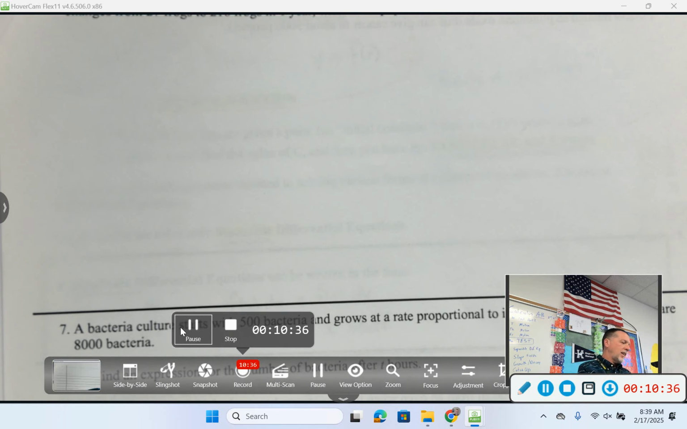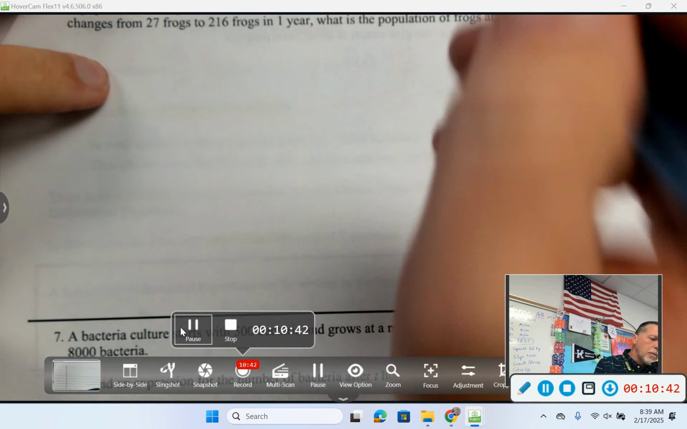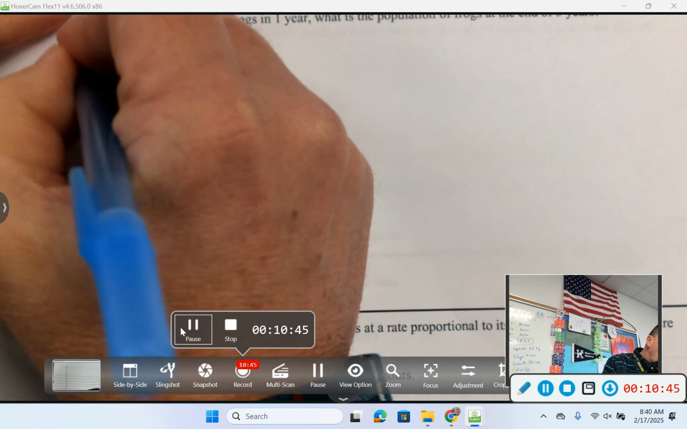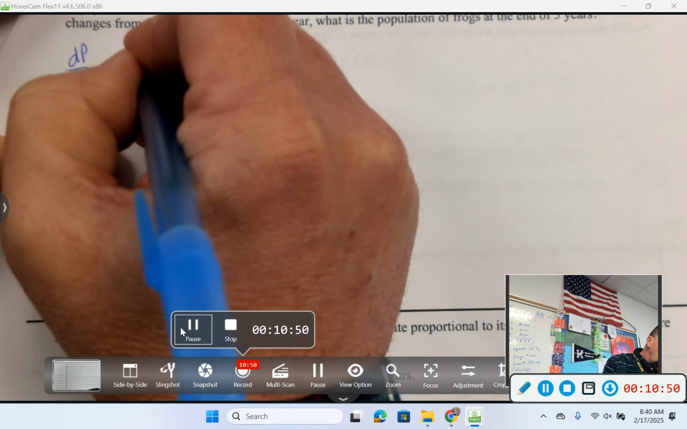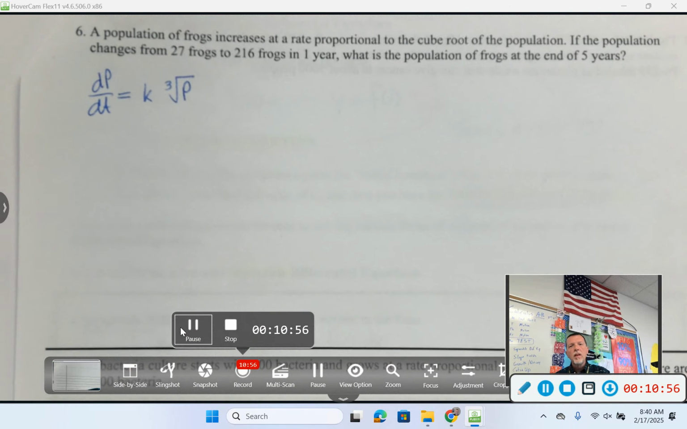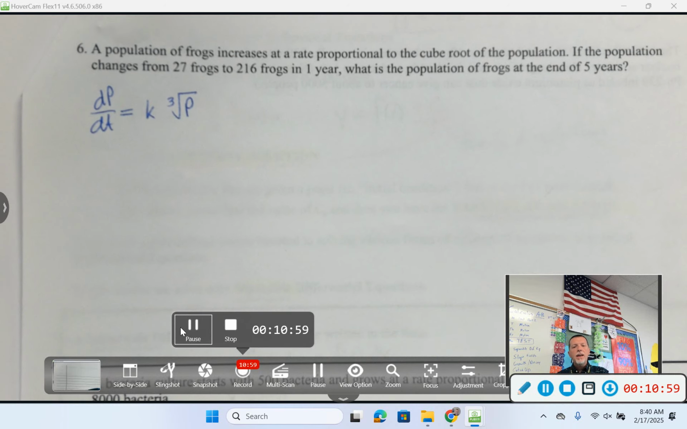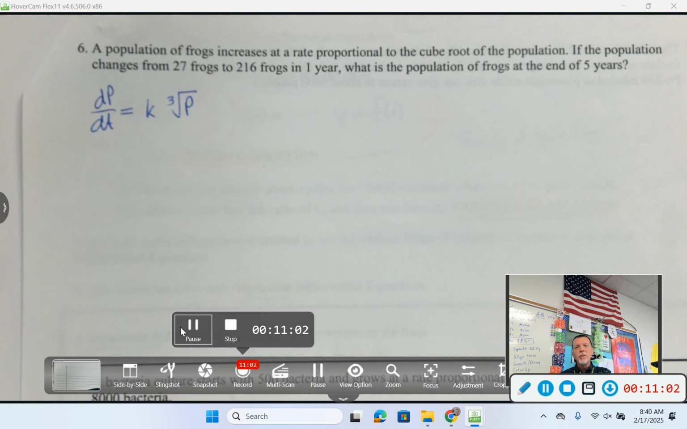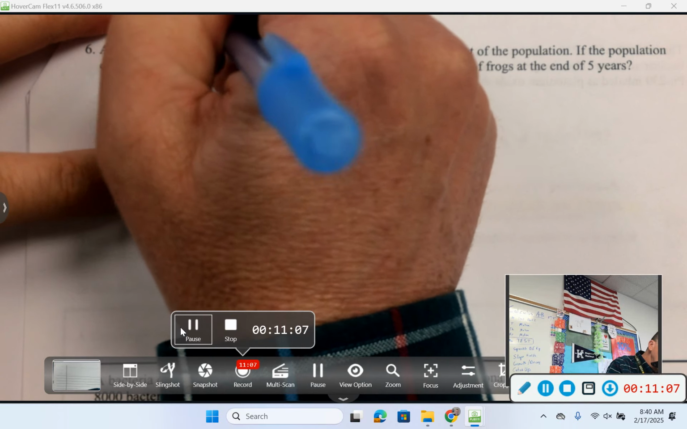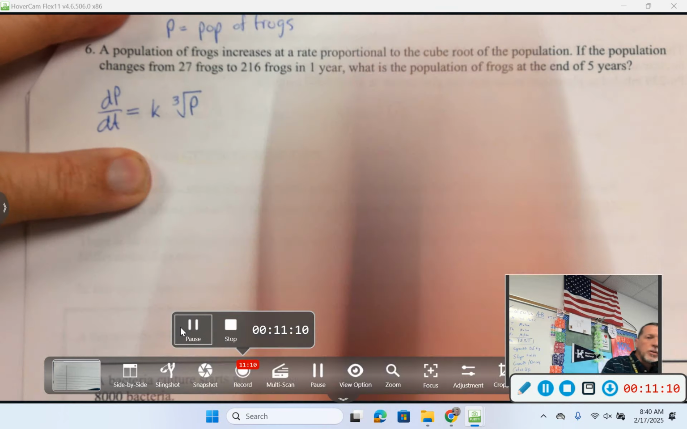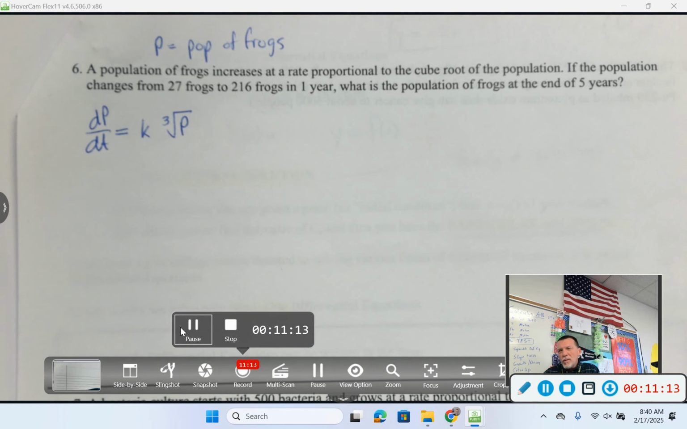Okay, number 6. Now we get to actually work a problem here. Population of frogs increases at a rate proportional to the cube root of the population. Okay, that's exactly the same statement that we just did. So dP/dt equals k times cube root of P. Addie, your question from earlier, we probably should be good math students and say that P equals the population of frogs, like labeling our variables. But in a short problem, when there's only a couple things going on, it's really not that big a deal.